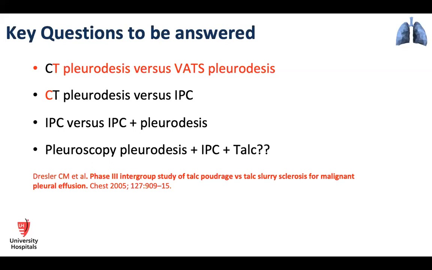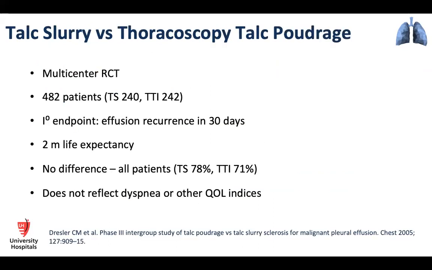For chest tube pleurodesis versus VATS pleurodesis, this was a seminal trial by Dresler published in Chest, where they compared talc poudrage, which means insufflation with a pump of talc into the pleural space thoracoscopically, versus chest tube slurry, which means reconstituted liquid talc through the chest tube. And then we had a number of randomized controlled trials answering similar questions. What we found in the Dresler study was that the overall effusion recurrence at 30 days as well as life expectancy was no different in patients who received poudrage versus slurry.